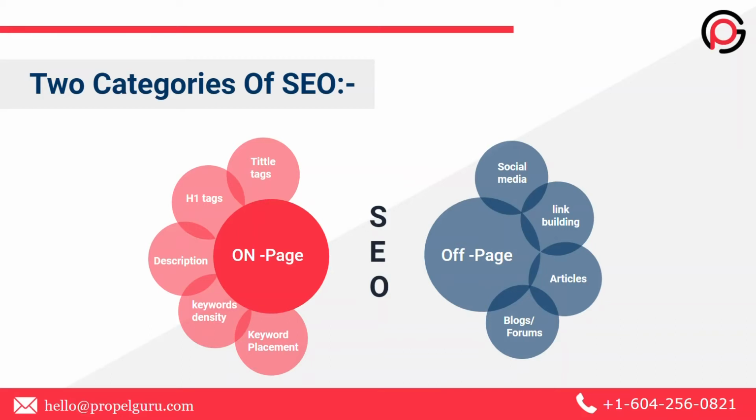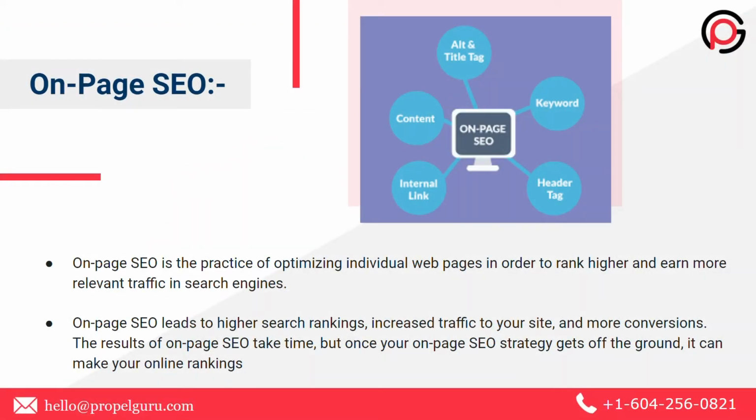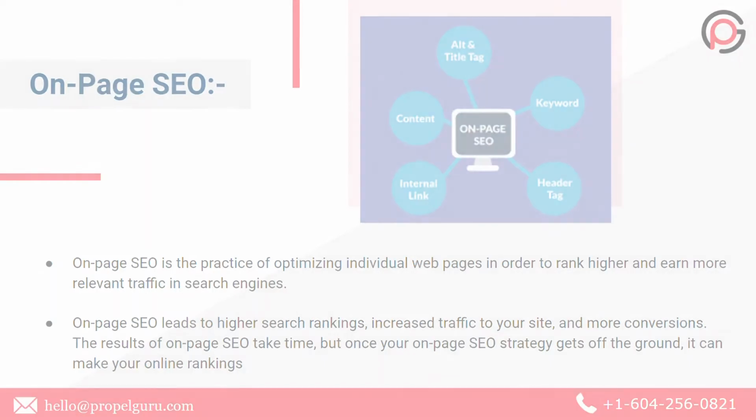There are two categories of SEO, on-page SEO and off-page SEO. So, let's know about on-page SEO. It is the practice of optimizing individual web pages to rank higher and earn more relevant traffic in search engines. On-page SEO leads to higher search rankings, increased traffic to your sites, and more conversions. The results of on-page SEO take time, but once your on-page SEO strategy gets off the ground, it can give some good online ranking for your website.